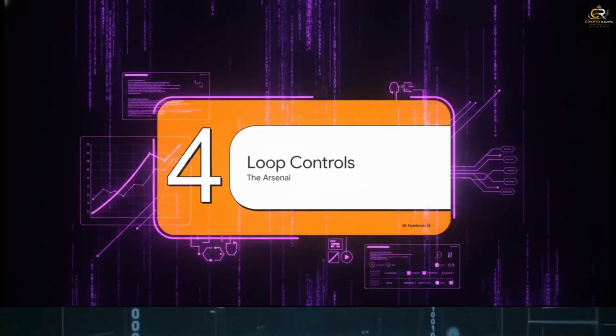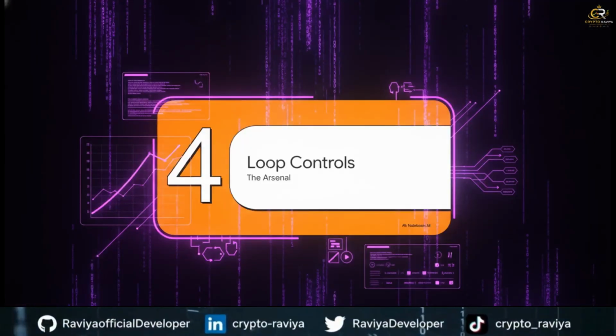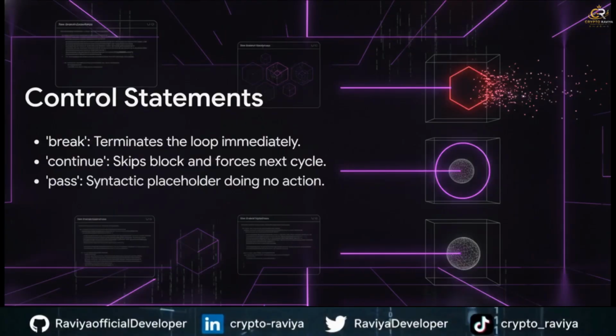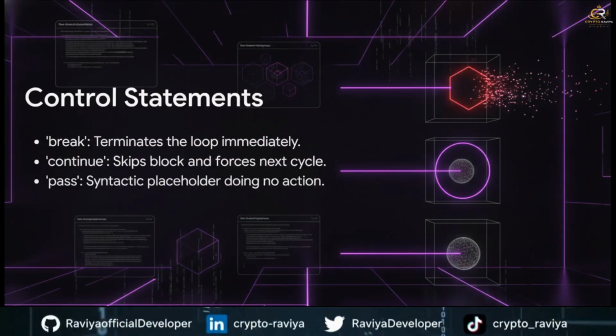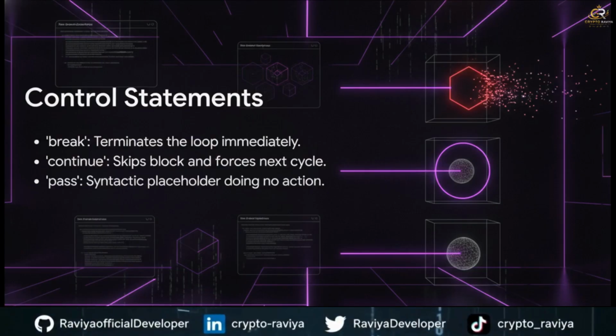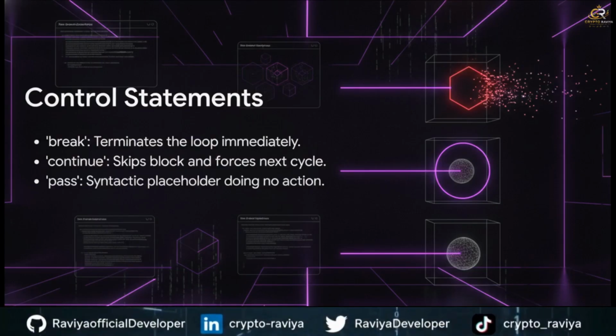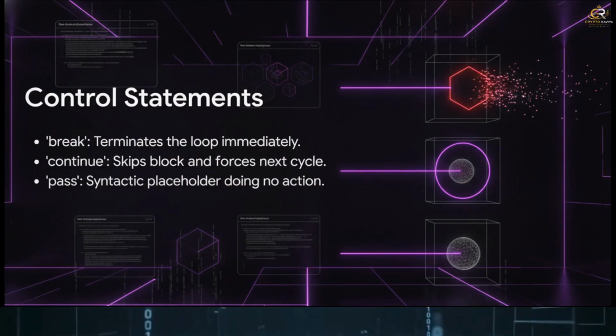Next up, section 4, loop control statements, the arsenal. To really bend these iterative cycles to your will, we have a specific arsenal of control statements that modify the default flow. First, there's break. You use break to immediately terminate the loop.